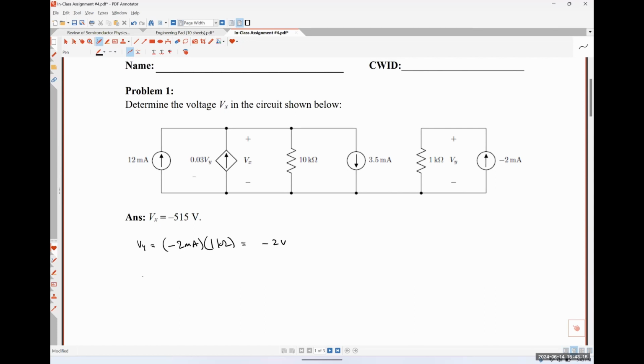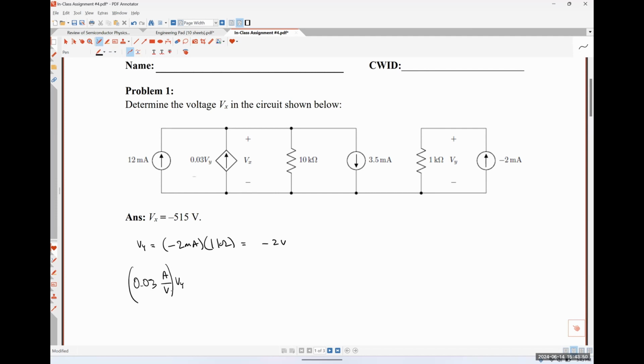let's figure out what 0.03 times Vy is going to be. So we have a voltage controlled current source. So what are the units on that 0.03? We did this earlier, and it should also be in your notes from our second class meeting. So do you want the units? Yes, please. Amps per volt. Amps per volt. Thank you so much.